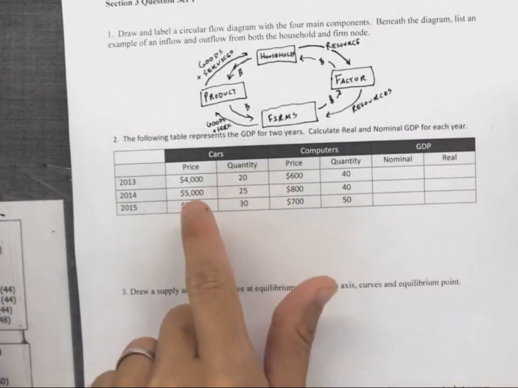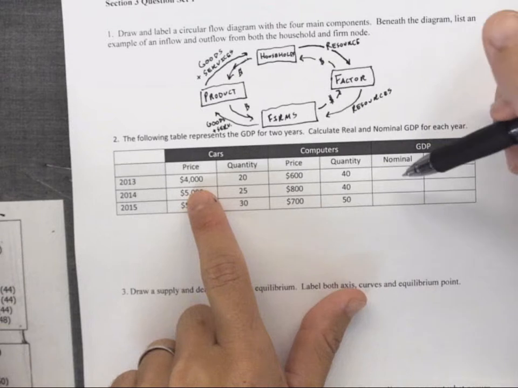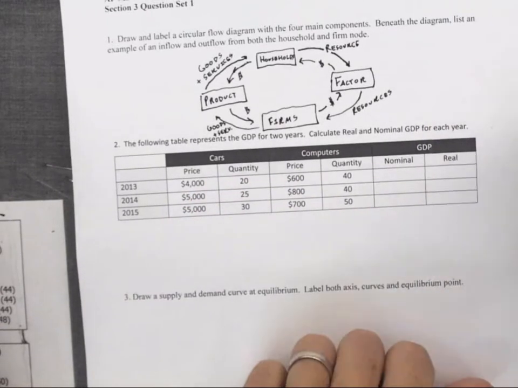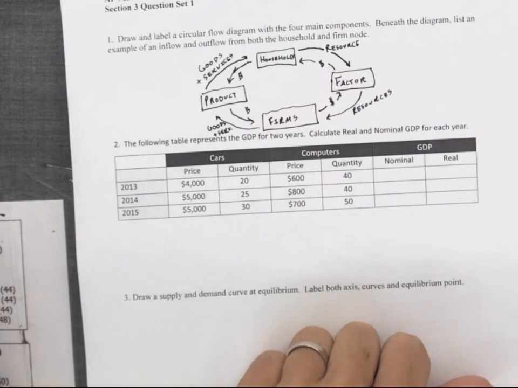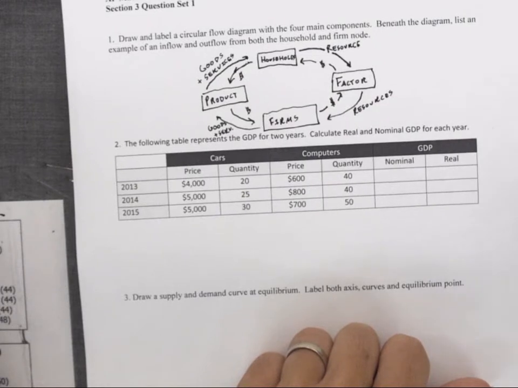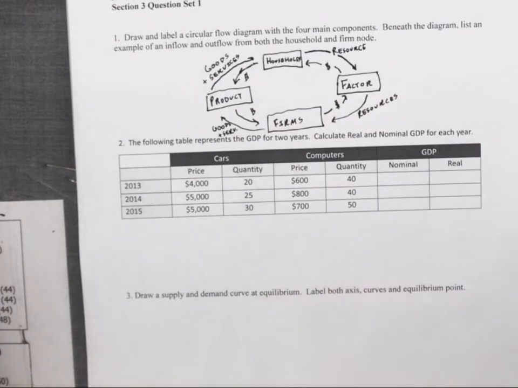Okay, so to do that, we're now going to find, remember, nominal is always price tag. So nominal is easy. You're just going to go straight across. So nominal for the year 2013 is going to be 4,000 times 20, which is 80,000 attributed to cars.